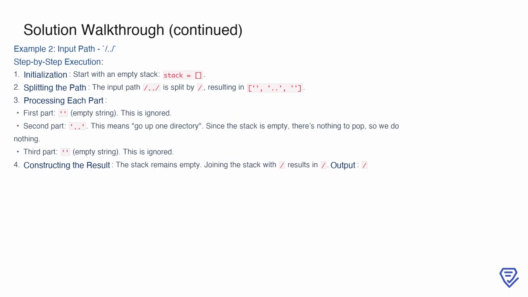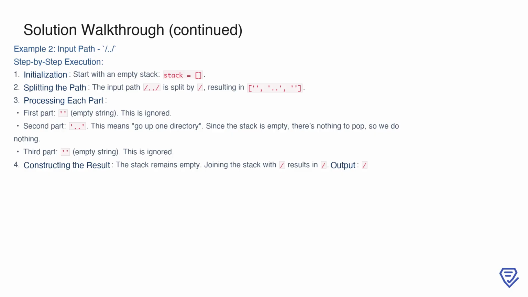For the path /../ we start with an empty stack again. Splitting the path by / gives us the array, empty string, double dot, empty string. Processing the first part, which is an empty string, we ignore it as it doesn't represent a valid directory. The second part is double dot, which signifies moving up one directory level. However, since the stack is empty, there's no directory to go back to, so we take no action. The third part is another empty string, which is ignored.